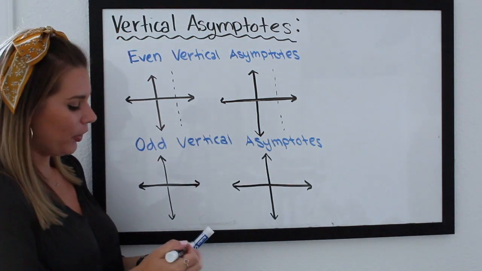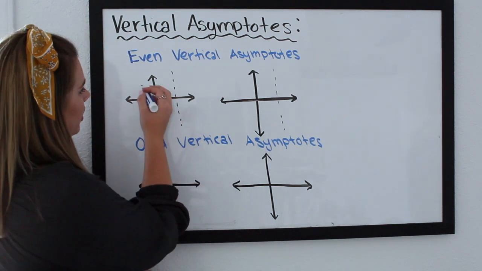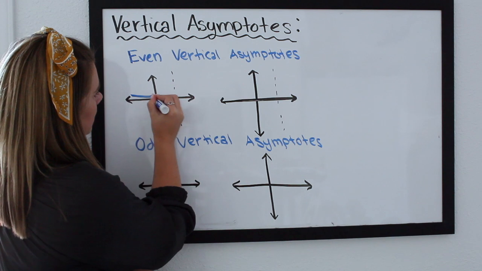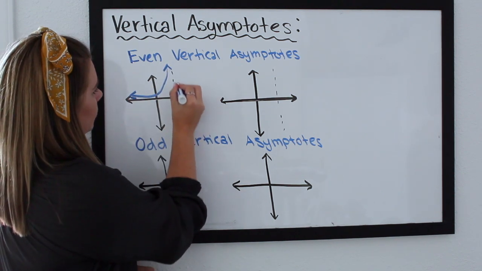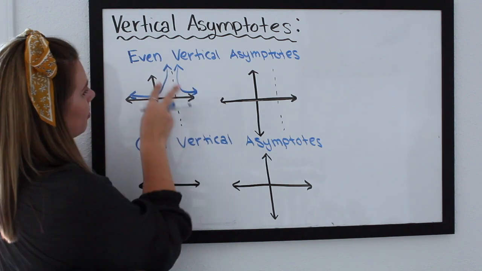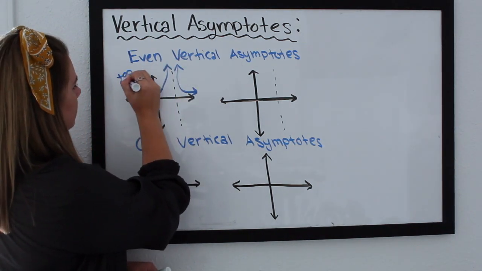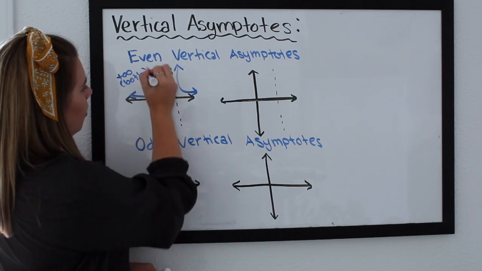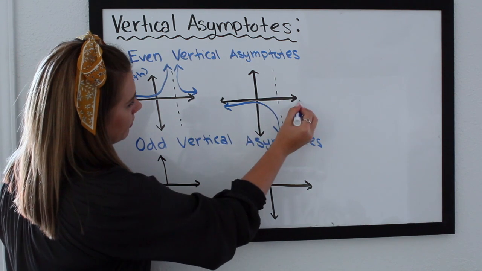Okay, so with our even vertical asymptotes, as our functions are cruising along from the left side and the right side, they either both go to positive infinity or they both go to negative infinity.